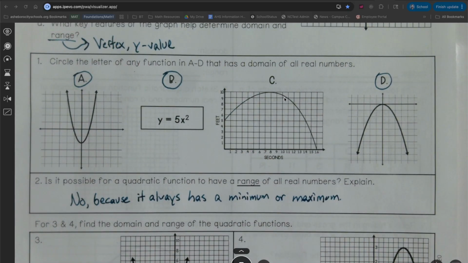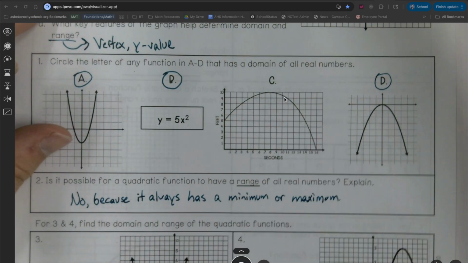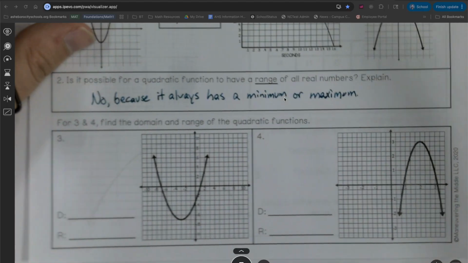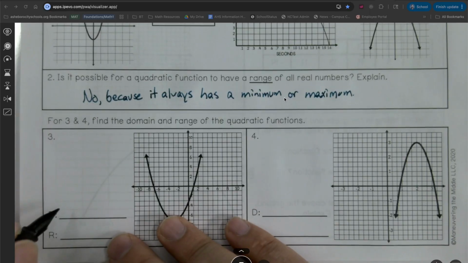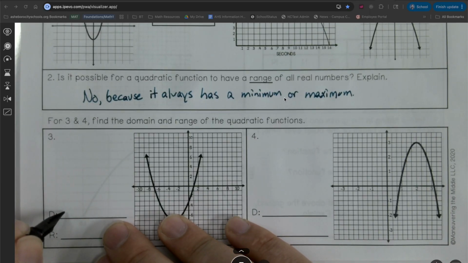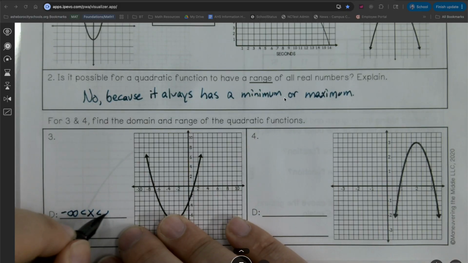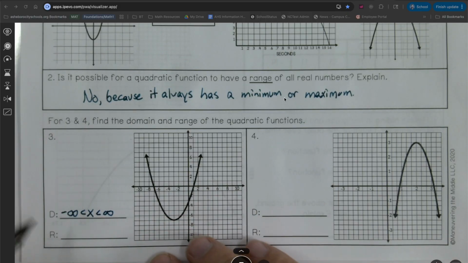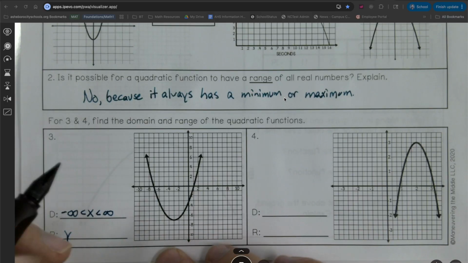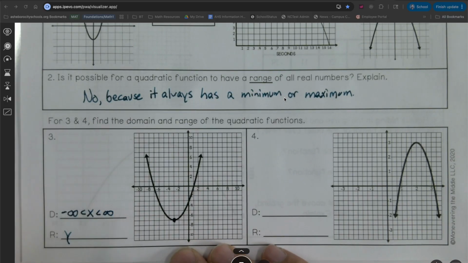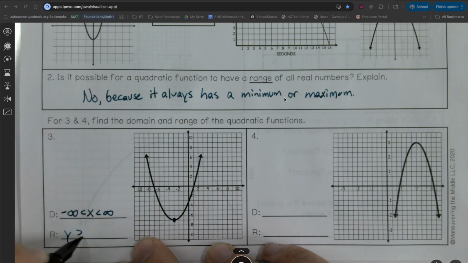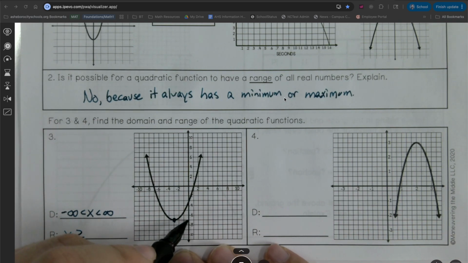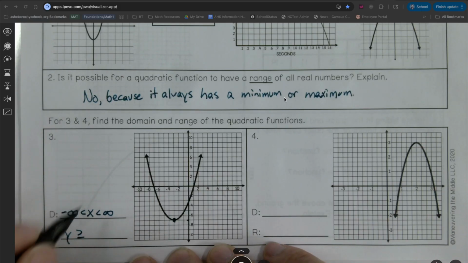Okay, so let's just quickly look at these ones right here. The domain, again, is going to be all real numbers, so from negative infinity to positive infinity. And the range is going to be y values that are, in this case, a minimum. So it's got to be y values greater than or equal to this y value here, which looks like it's negative 7.